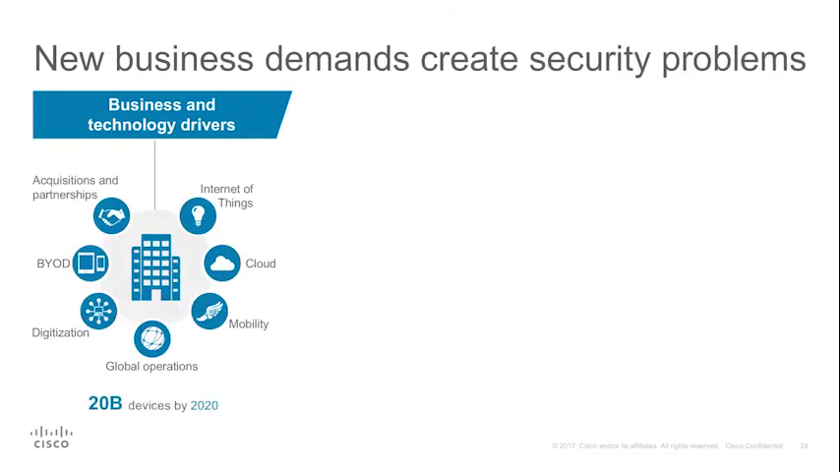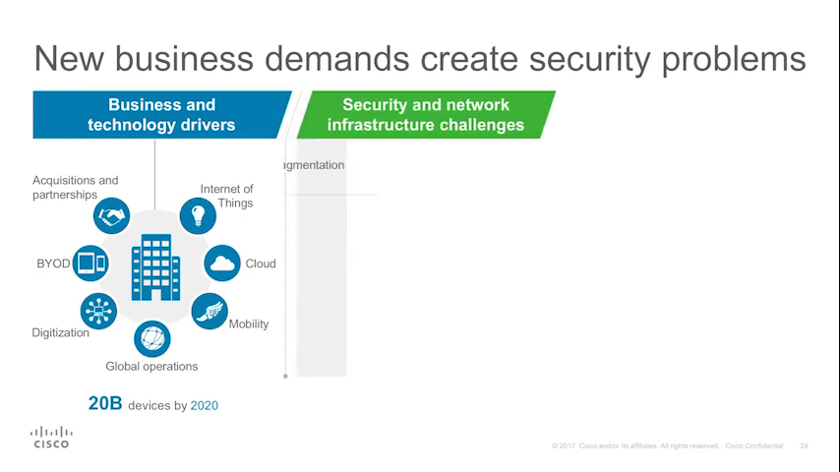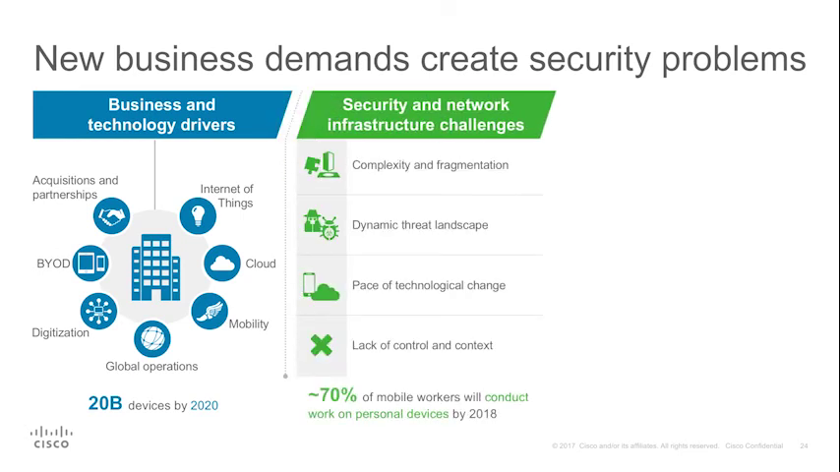Businesses in every industry are demanding an unprecedented pace of technological change. Mobility, cloud services, the Internet of Things, the bring your own device revolution, and the digitization of everything are fundamentally changing the way we live and work. In fact, Gartner estimates that by 2020, there will be a total of over 20 billion mobile devices that will have access to enterprise networks. As valuable as these advancements are, they also create security and network infrastructure challenges. Namely, the rapid pace of technological change makes it hard for businesses to keep up and can lead to network complexity and fragmentation, as well as a lack of administrative control and context.